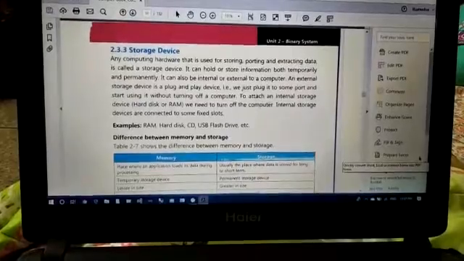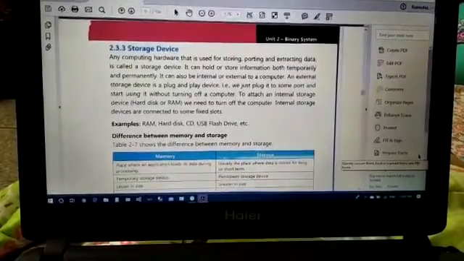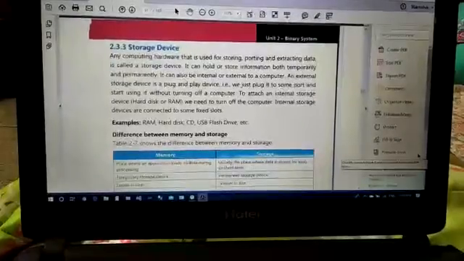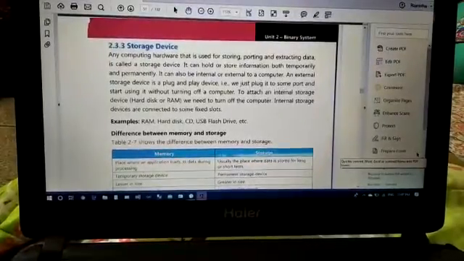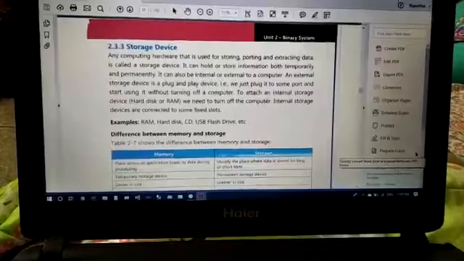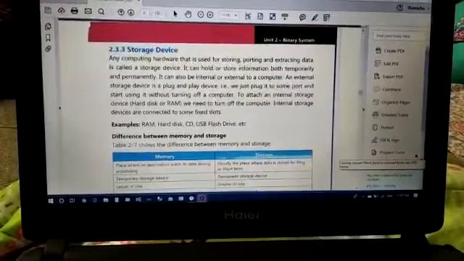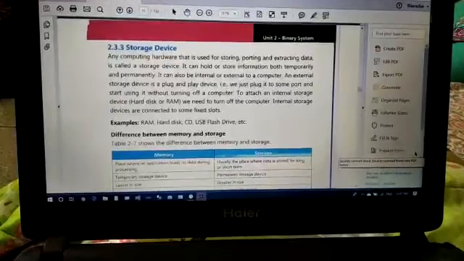Moving next, it can hold or store information both temporarily or permanently. Now this is the characteristic of storage device, that it can either store data temporarily or it can store data permanently. Meaning you can remove the data or you can permanently store it.